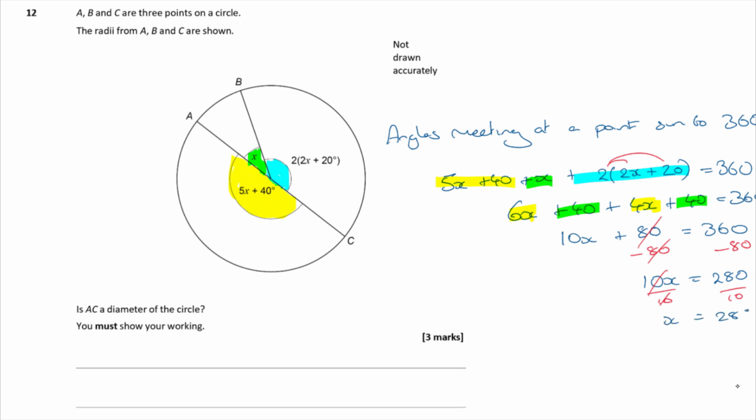Okay, now I've not answered the question, have I? The question was, is the yellow angle a straight line? So therefore AC is a diameter. So if x is 28, then 5x plus 40 is going to be 5 lots of 28 plus 40. 5 lots of 28 is 140, plus 40 is 180. Okay, so that means that that angle is 180 degrees, which means AC must be, therefore AC is a diameter.